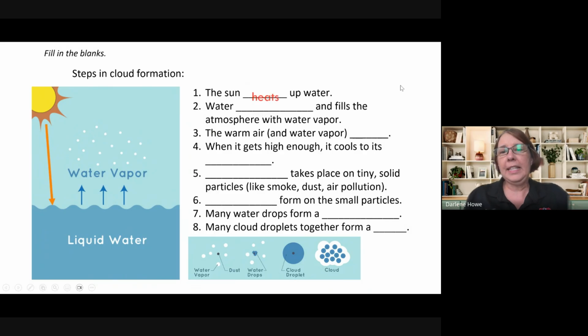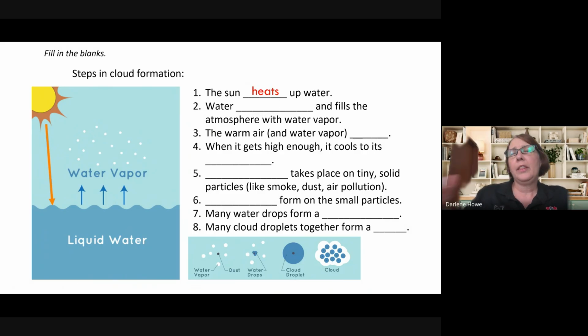The sun heats up water. So the top layer of the ocean or the river, or well, not the river so much, but more like the pond or the lake, the top layer gets heated up by the sun. And as that water starts to heat, what does it start to do? When you heat water up, what does water do? What is the change of state that happens? So for number 2, what is that change of state that happens when you heat water?